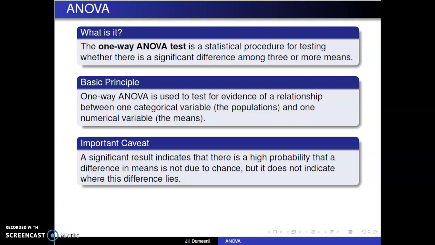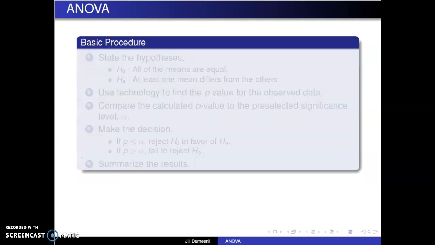It's important to remember that a significant result indicates that there is a high probability that a difference in means is not due to chance, but it does not indicate where this difference lies. The basic procedure for conducting ANOVA, at least using technology, is quite similar to that of any other significance test.